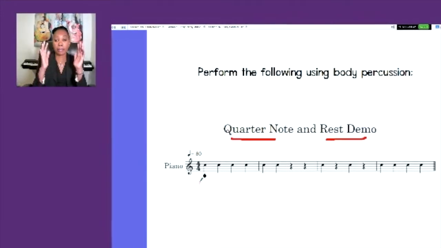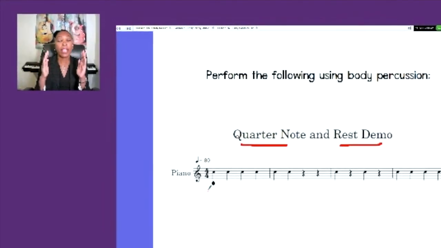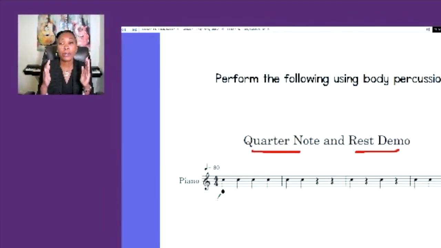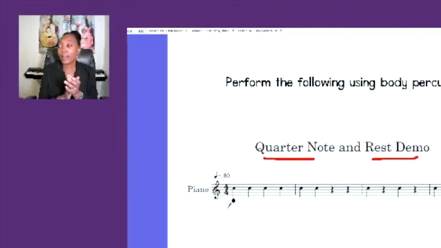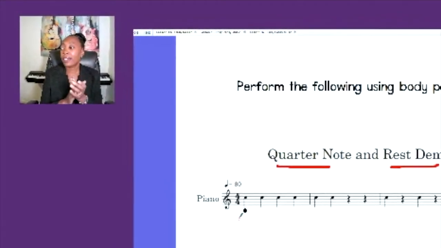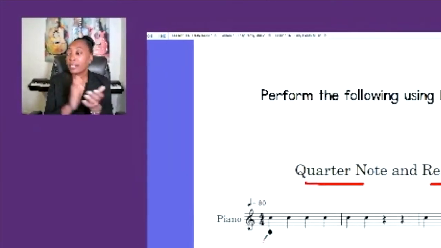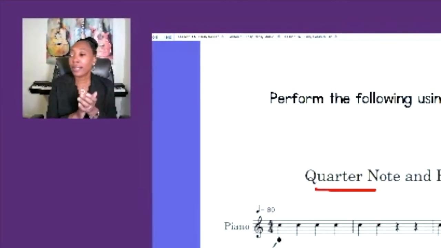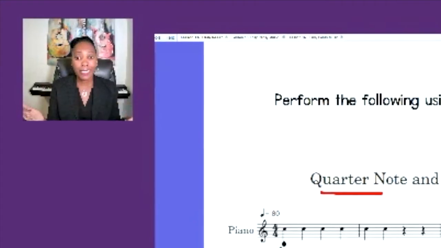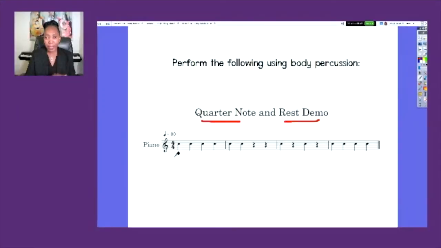So I'm going to get my hands in the ready position and I'm going to say 1, 2, ready, begin. Ta, ta, ta, ta, ta, ta, sh, sh, ta, sh, ta, sh, ta, ta, ta, ta. Did you see that? I'm going to do it again.